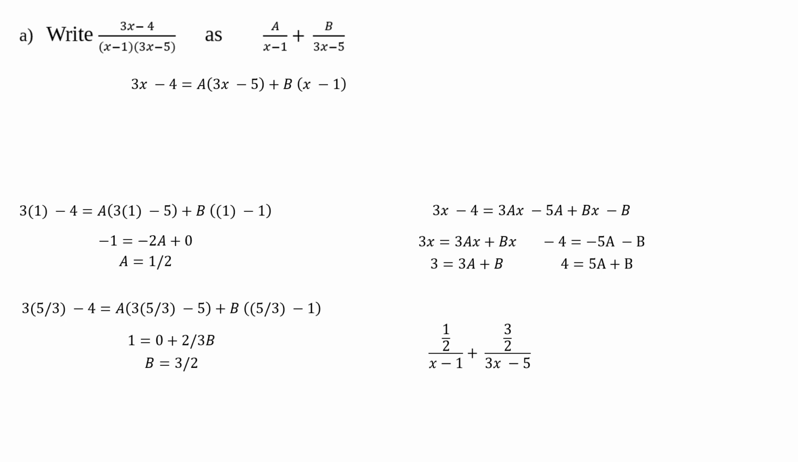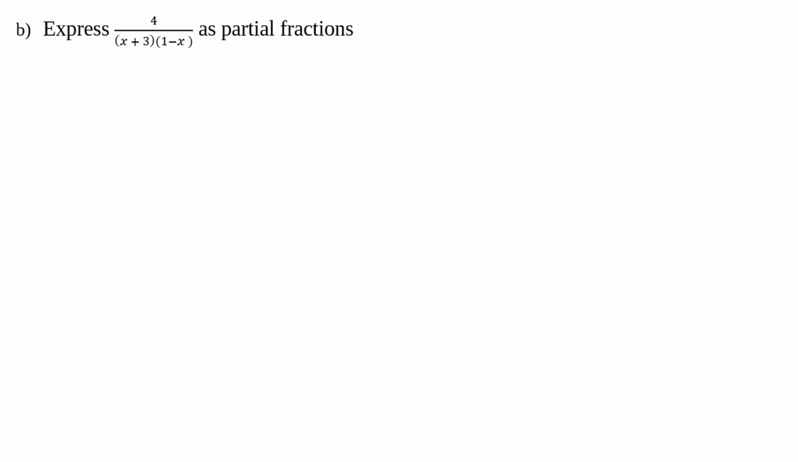We could write our answer as a half over x minus 1 plus 3 over 2 over 3x minus 5, but it's actually probably a little bit nicer to take that 2 down to the denominator and have our final answer look something like this. Once again, have a go first.